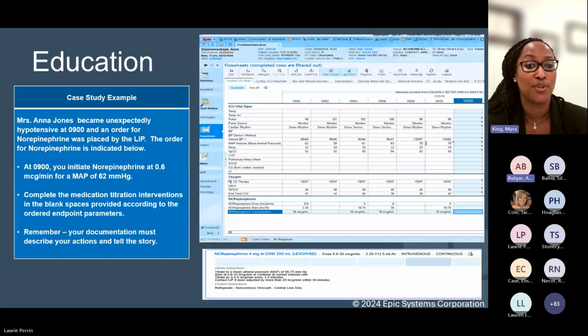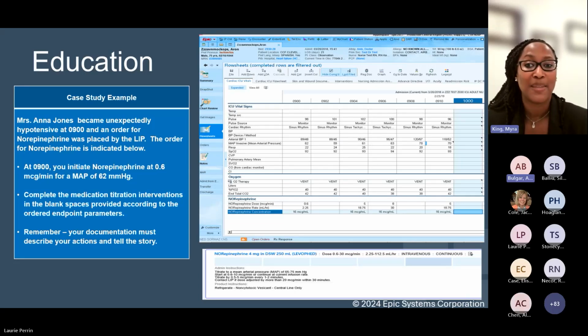Again, what can we do to optimize getting the story of each titration? So, as always, we started with robust education, right? We wanted to make sure that there was clear awareness and understanding of what the required elements were. We took a hands-on approach.